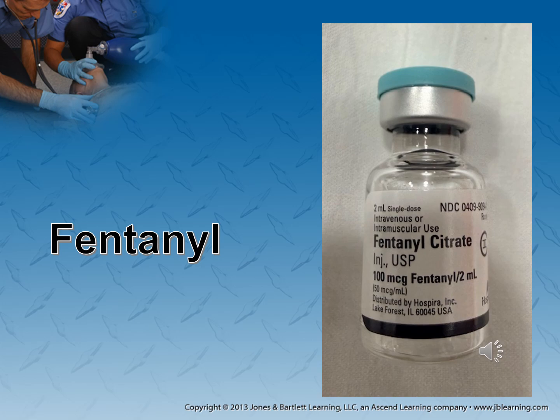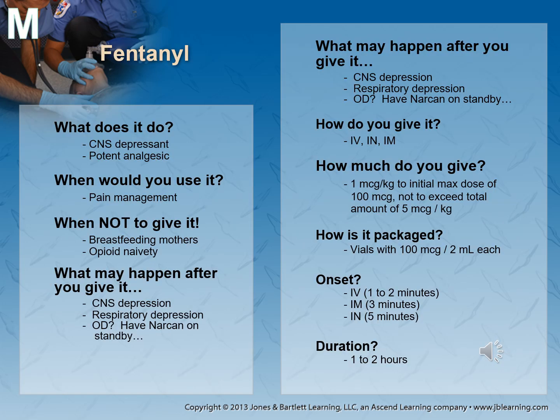Fentanyl. Wonderful opiate. It is 50 to 100 times more potent than morphine. It does not bottom out the blood pressure like morphine does, so you shouldn't see a whole lot of vital sign changes, except maybe the respiratory rate. In order to monitor real-time respiratory effort, don't forget about the use of end-tidal CO2. So it's a CNS depressant. It's a potent analgesic. We use it for pain management.